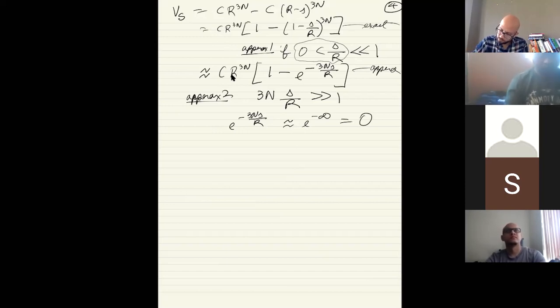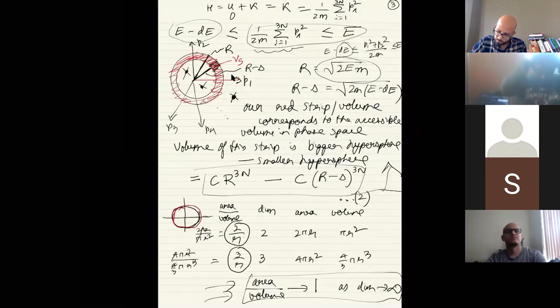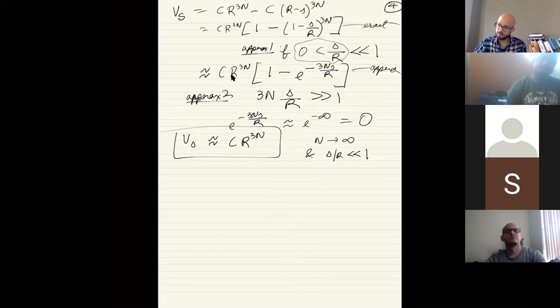So what does this mean? Suddenly we have shown that Vs is approximately the volume of the bigger thing. That's really strange what we just proved, right? If n is tending to infinity and S by R is much smaller than 1, then the volume of this shell is not going to be very different from the volume of this whole big hypersphere in yellow. That's what we showed. The crucial thing for this to happen is that n tends to infinity.